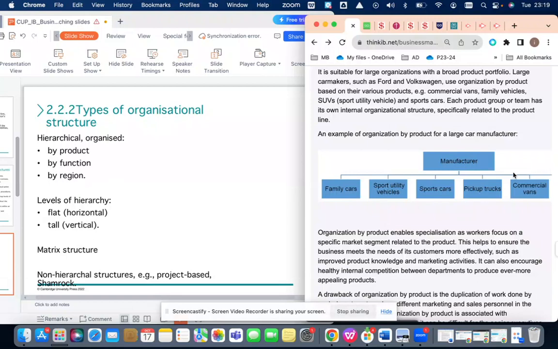On the right, you can see by product. So, let's say you've got a car manufacturer here. They've got family cars, sports utility vehicles, sports cars, pickup trucks, commercial vans. You can have another one here, for example, Apple. They've got the iPhones, the watches, the computers, the iMac, and other things that they sell. So it's by products. That's how they're structuring. So you have a division of the business based on product.